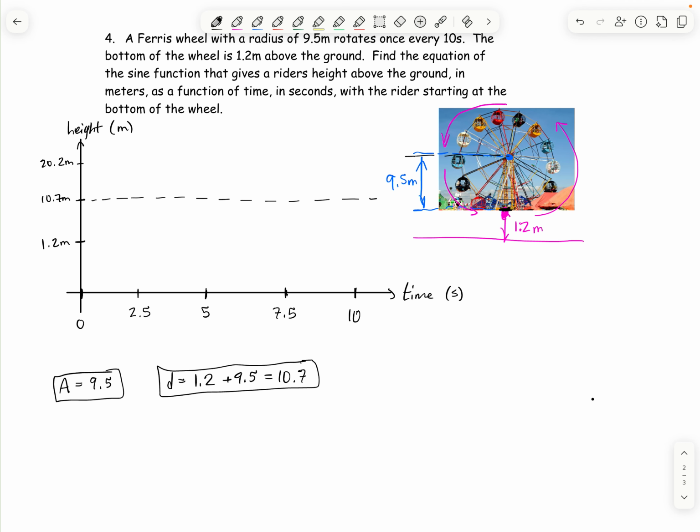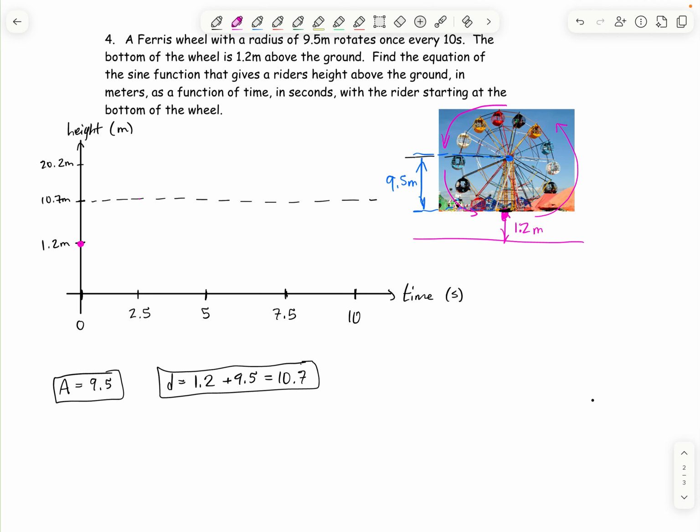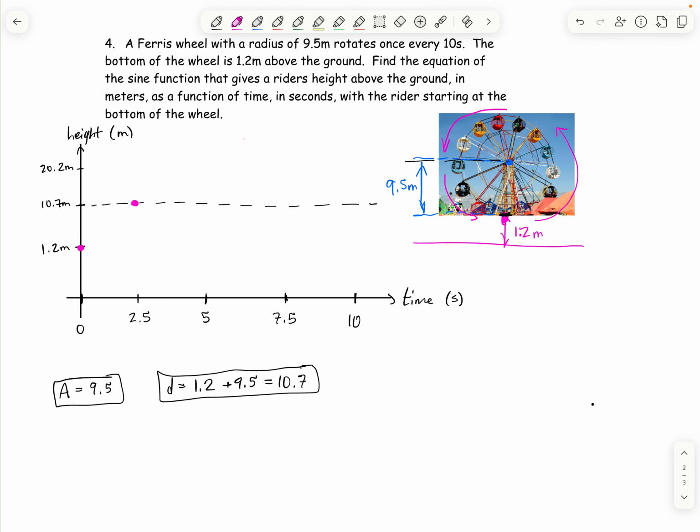Now you have all these key pieces of information. You can start to plot them and make this graph. The rider starts at the bottom of the wheel. Then after a quarter period, they go up to the midline. At another quarter, they are at the maximum. Another quarter, they are back at the middle. At the end, they are back at the bottom. So that's what my graph looks like.